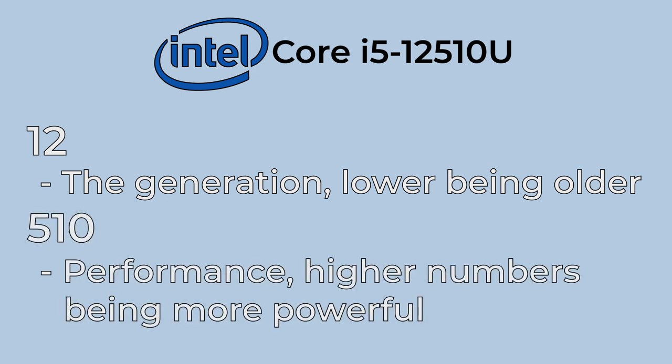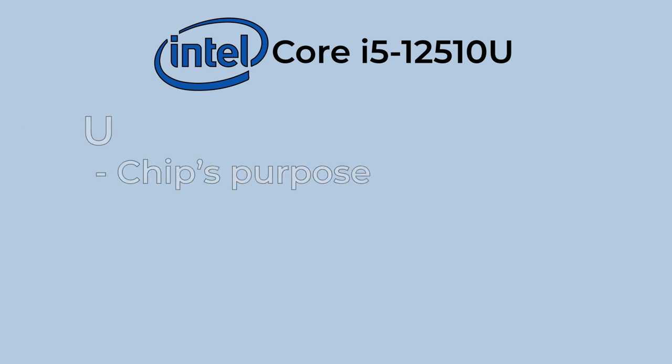510. The next two or three numbers, 510, are related to performance. The higher these numbers are, the more powerful the chip is. U. The letter at the end of the chip name, U, in our example, is Intel's designation for the chip's purpose. For laptops, the letters you'll see at the end are Y, U, and H.